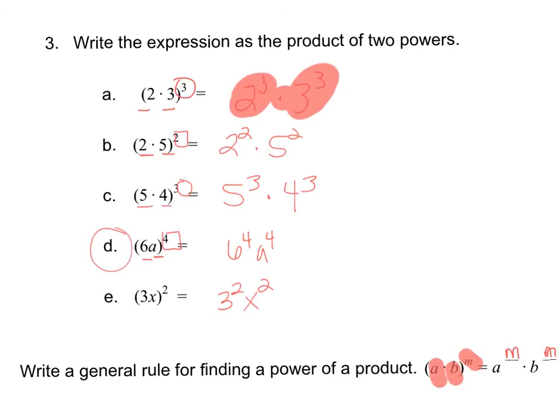So today in our lesson we've learned three different properties. The first one was the product of powers property. The second one was the power of a power property, and the third was the power of a product property. And I don't expect you guys to remember all the names of the properties. I just expect that you remember the rules.